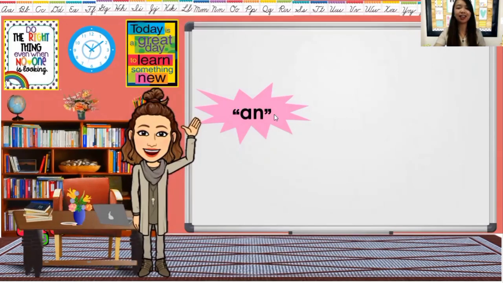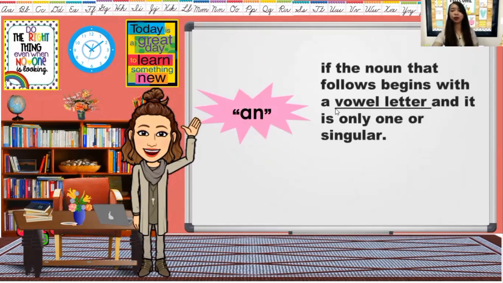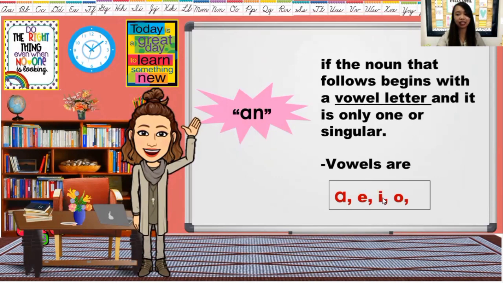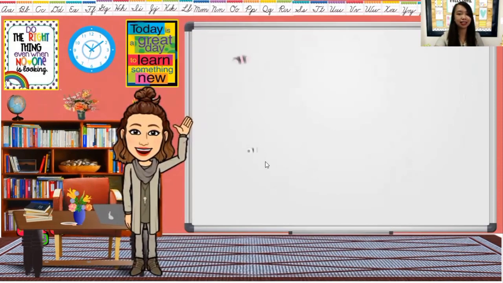Now let's have an article an. Okay, earlier we talked about a, and now we're going to talk about an. And we are going to use article an if the noun that follows begins with a vowel letter and it is only one or singular. And what are the vowel letters again? Okay. It's a, e, i, o, u. So if the noun begins or starts with these vowel letters, we are going to use an. Okay. Now let's have these examples.